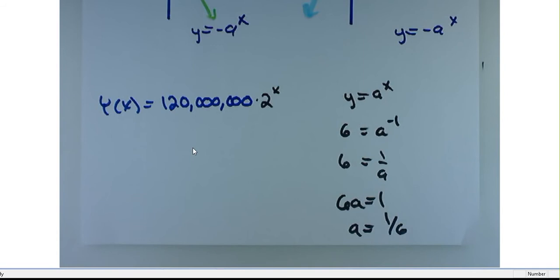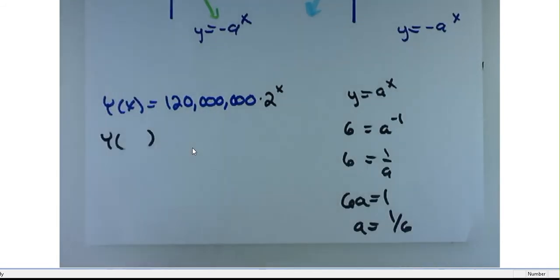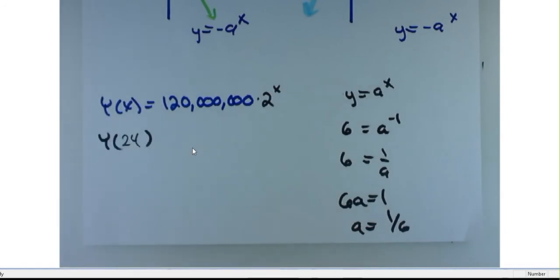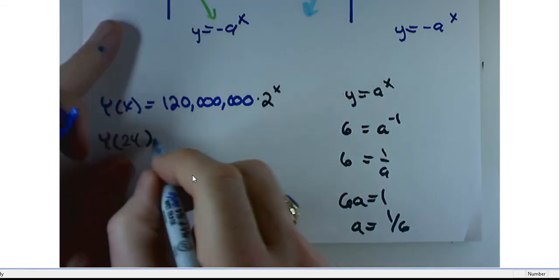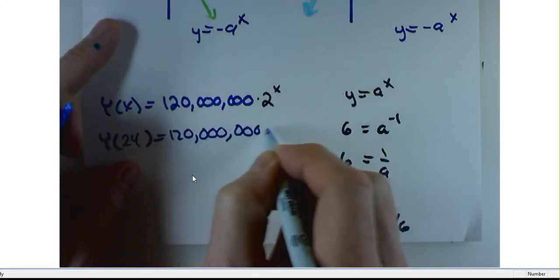So if, for instance, I wanted to figure out how many yeast cells were in my batch of wort, which is what beer is called when it's freshly brewed before you ferment it, y of 24 would be 120 million times 2 to the 24. That's going to be a really big number. It's going to be in the quadrillions.